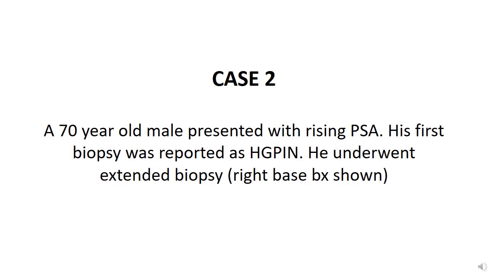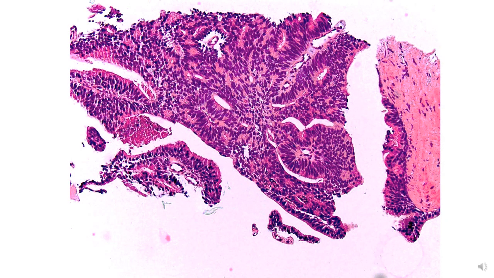The second case is a 70-year-old male presented with rising PSA. His first biopsy was reported as high-grade PIN. He underwent a repeat extended biopsy, and the right base biopsy has an abnormality which is shown here. This was a relatively small focus. You can see here this complex cribriform proliferation.